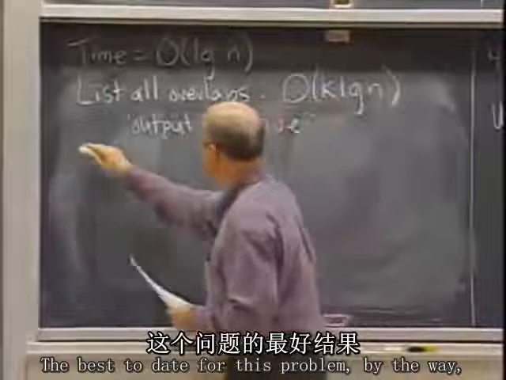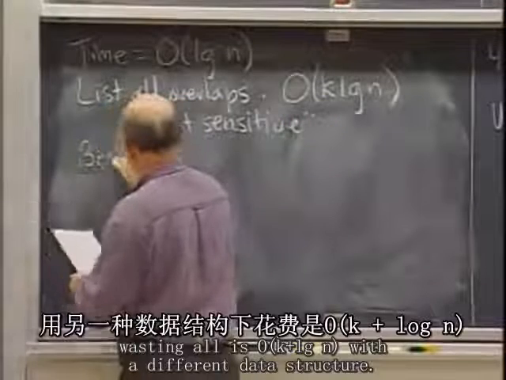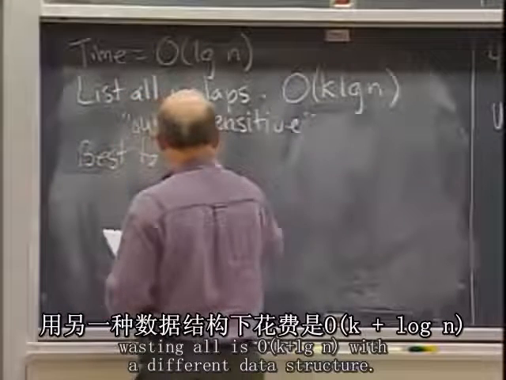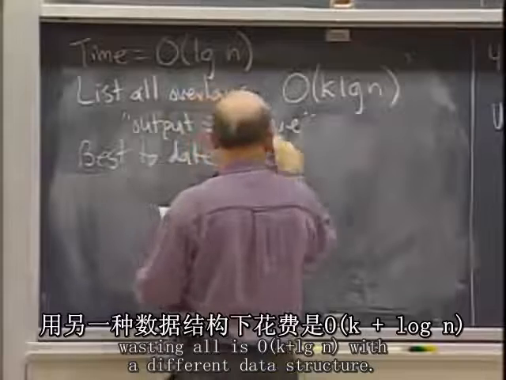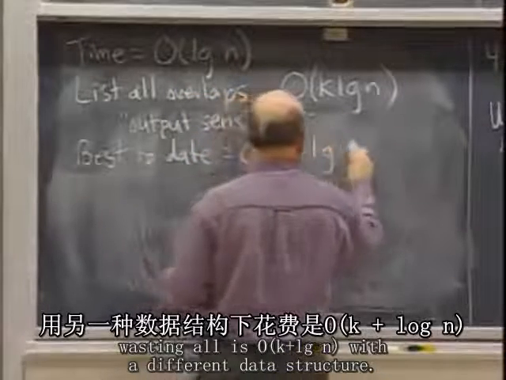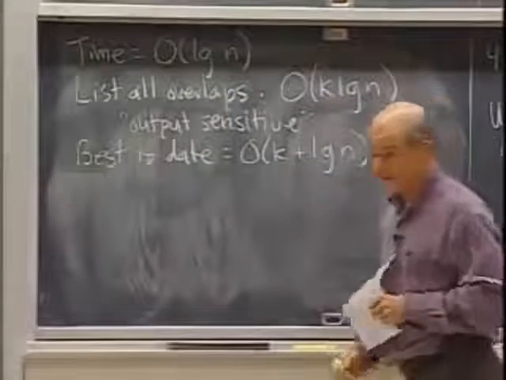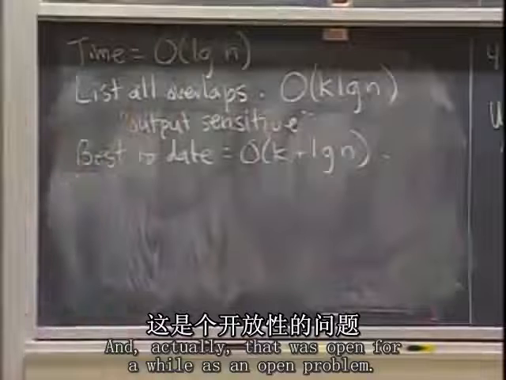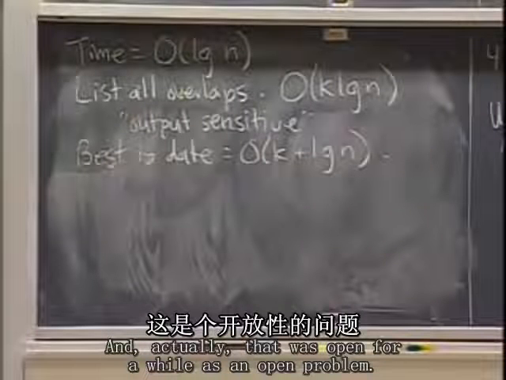The best to date for this problem, by the way, of listing all of them is order k plus log n with a different data structure. And actually that was open for a while as an open problem.